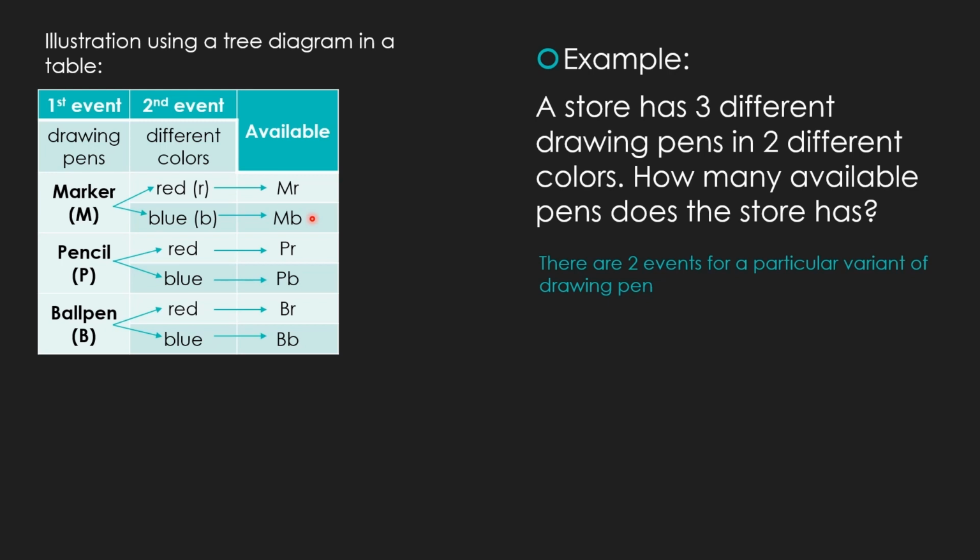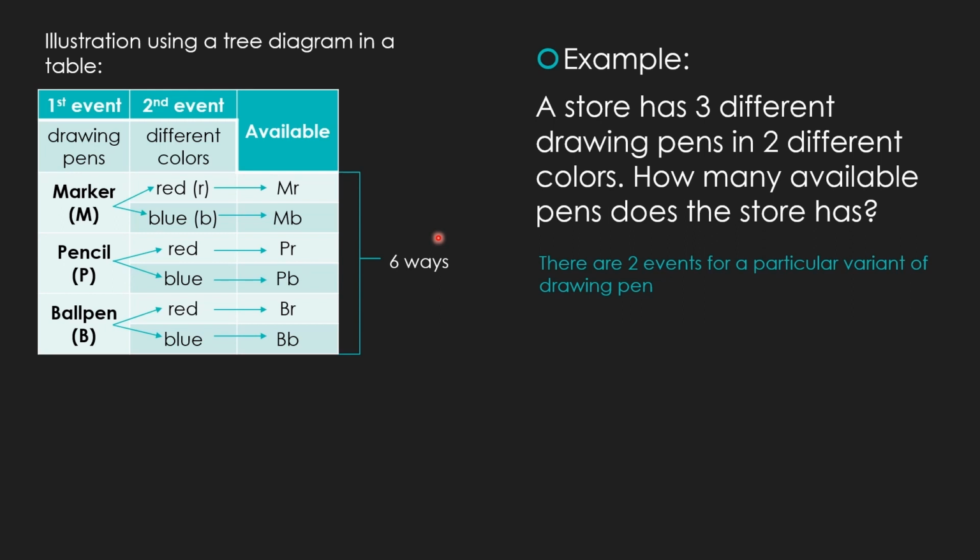So as you can see here, we are able to illustrate how many available pens the store has. So there are how many? We have 1, 2, 3, 4, 5, and 6. There are 6 available pens. In short, for this particular condition mentioned in the problem, there are 6 ways, or 6 available pens, that you can come up with for a kind of pen, in which the two things you have to consider are what kind of drawing pen it is and what color it is.